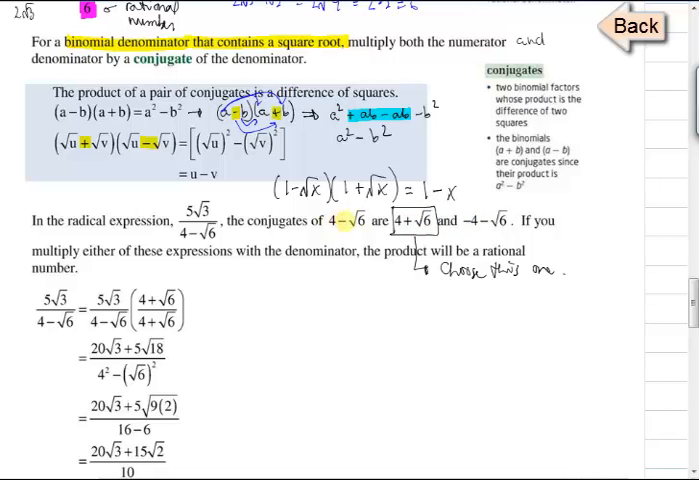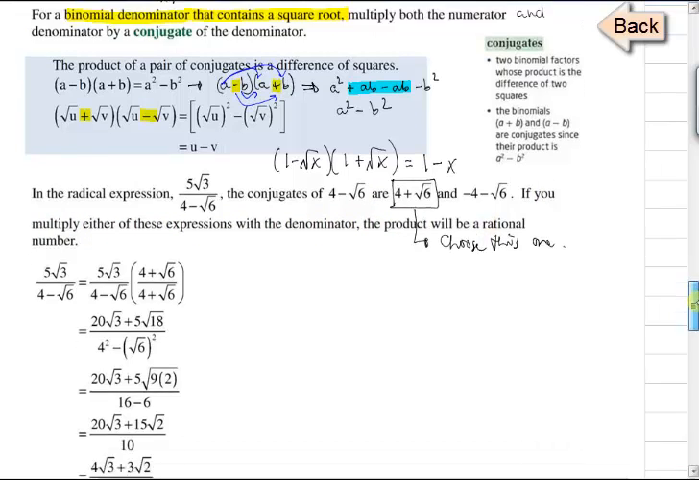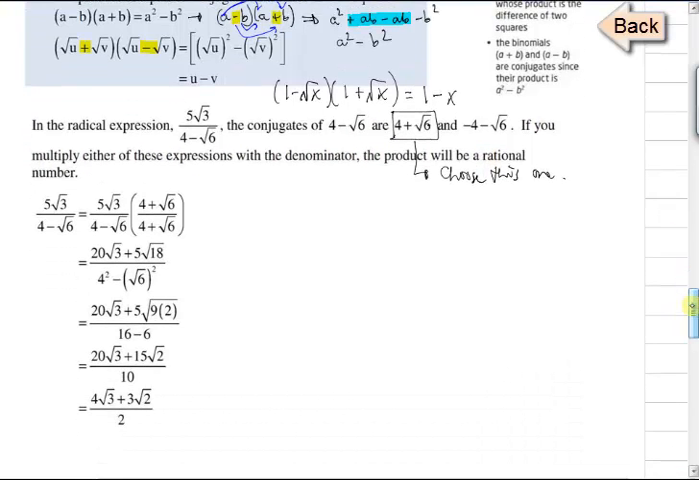Notice that you have the same terms in both expressions. On the first one, you have a minus root 6 and a plus root 6, and on the second example, you have a positive 4 and a negative 4. Okay? These are both conjugates of 4 minus root 6. Now, if you multiply either of these expressions with the denominator, the product will be a rational number. Okay, so that's what we're going to do.